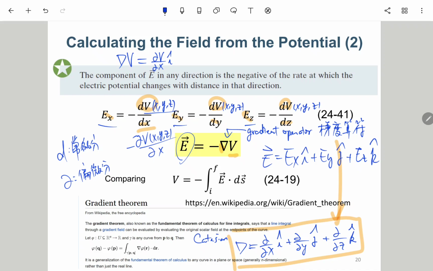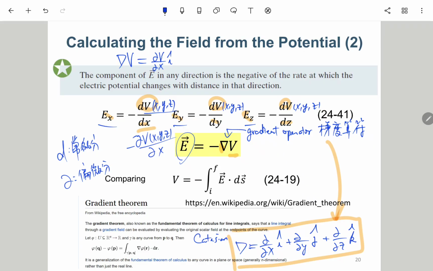Oh no. Okay, this is not E here. I'm a little bit confused. It should be like this. Okay, gradient v should be like this.